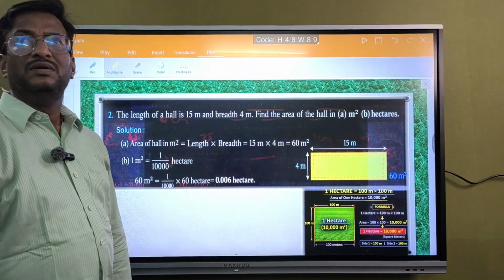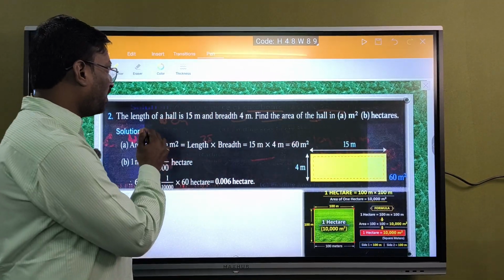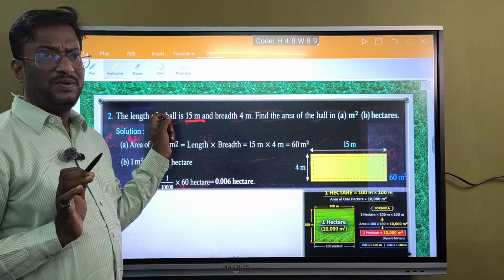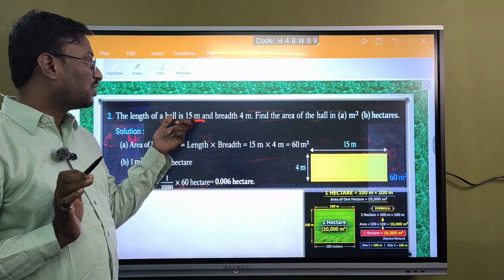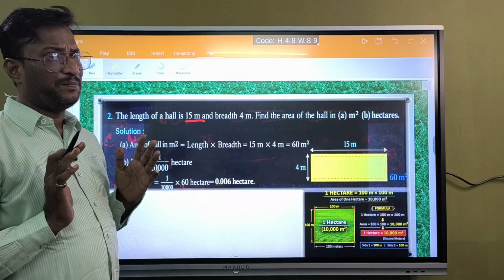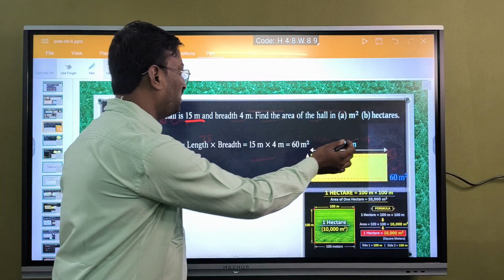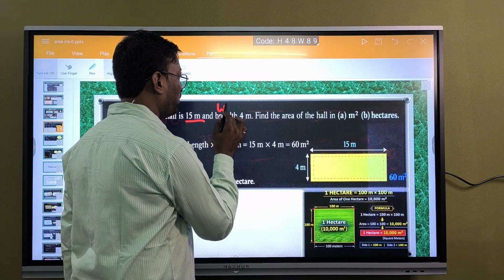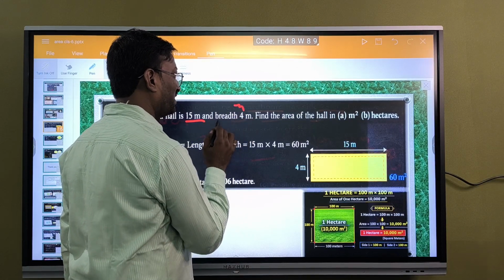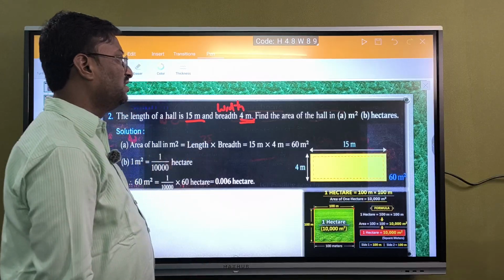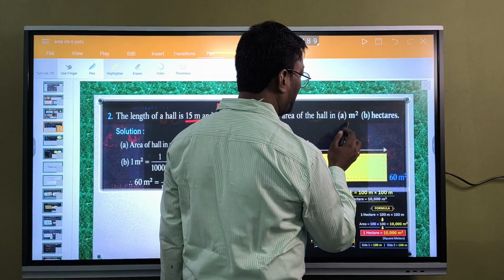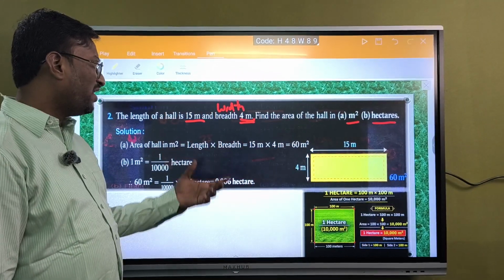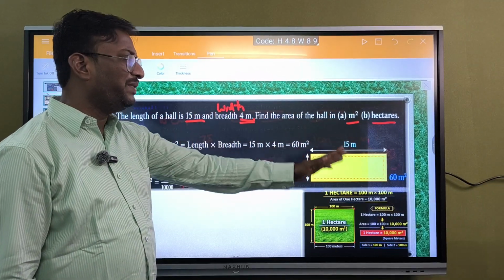Second problem. See now, the length of a hall is 15 meters. Children, remember in which unit the problem has been given, that is very important. The length of the hall is 15 meters, and breadth, also called width, is 4 meters. Width and breadth are one and the same. Find the area of the hall in meter square and in hectares. First they have given in meters, so let us find it in meters directly.